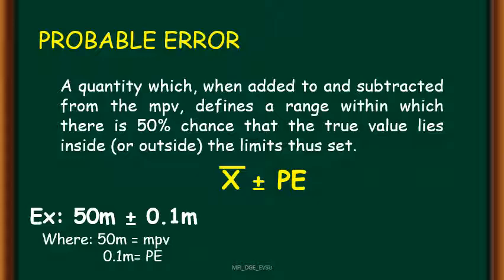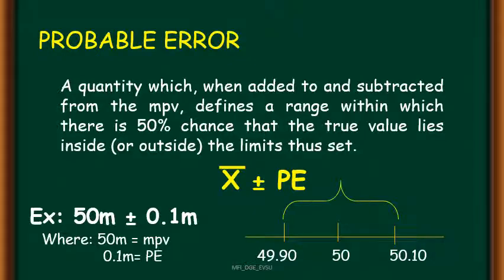So, when we say it defines a range in which there is a 50% chance that the true value lies within or outside the limit, meron tayong illustration. If this is 50 plus minus, di ba? 50 minus 0.1, that is 49.9. And 50 plus 0.1, it becomes 50.1 meter. So that probable error ranges within plus minus limit. So your true value of 50 meter lies within that 49.9 up to 50.1 meters. Okay.